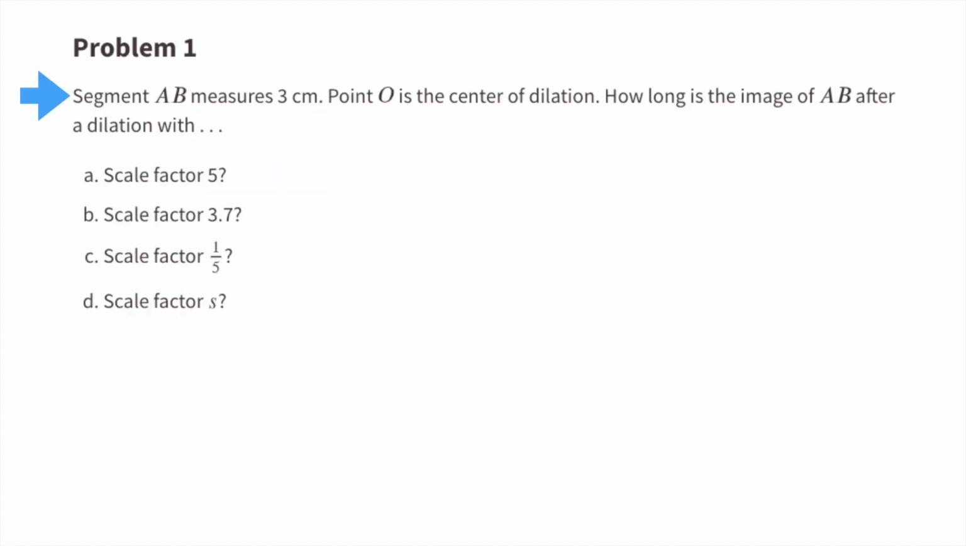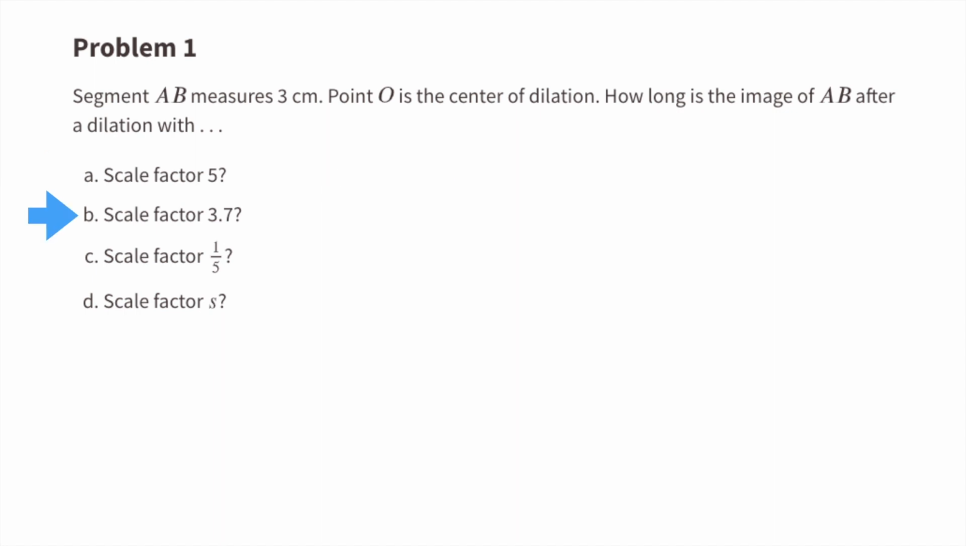Segment AB measures 3 centimeters. Point O is the center of dilation. A. How long is the image of AB after a dilation with a scale factor of 5? 3 centimeters multiplied by 5 equals 15 centimeters. The image of AB after a dilation with a scale factor of 5 would be 15 centimeters.